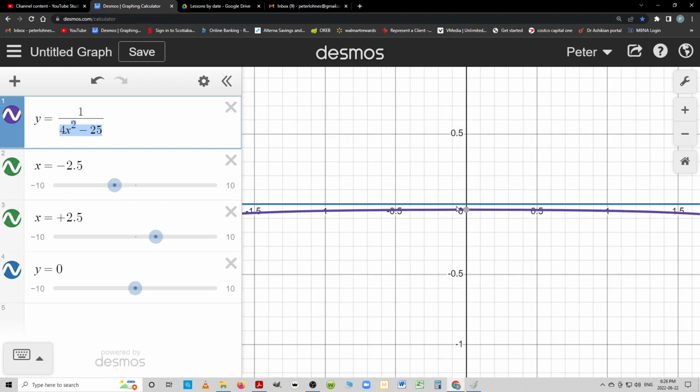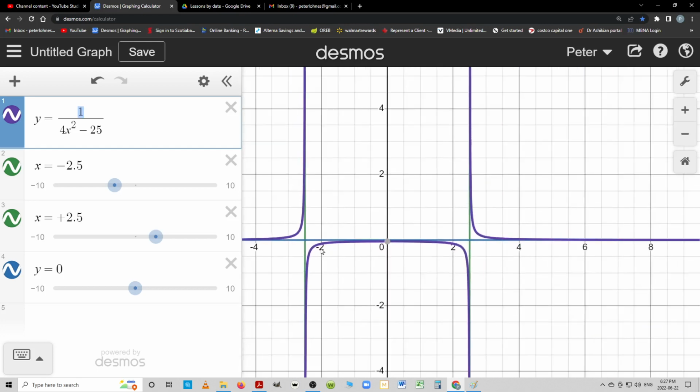This one also never crosses the x-axis because there's no way to make that numerator equal to 0. When do things cross the x-axis? When y is 0. How could this ever equal 0? Answer, it can't, because there's no way to make the numerator 0. Making the denominator 0 does not work. That creates a null in your calculator. So the only way you can create an x-intercept is by creating a 0 at the top. 1 can never equal 0, so therefore it never crosses the x-axis, and it can't.